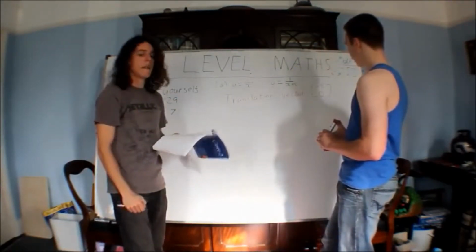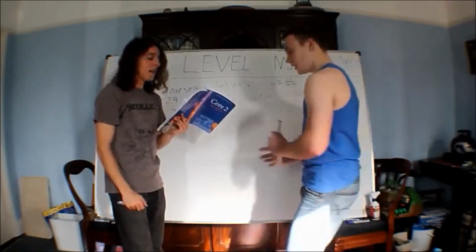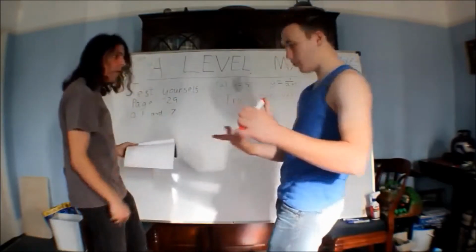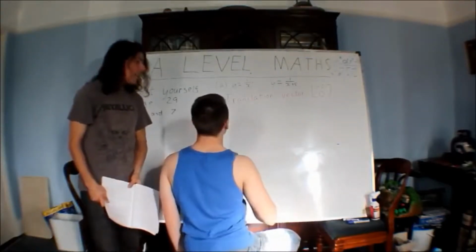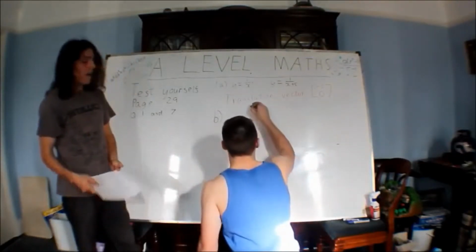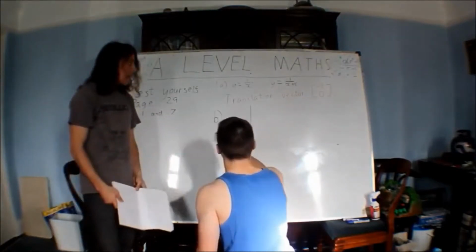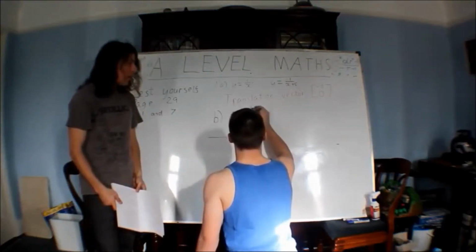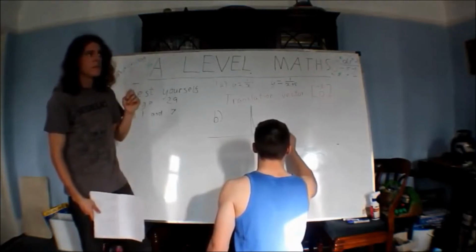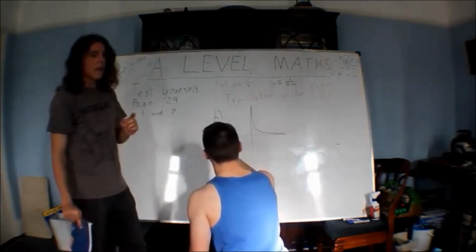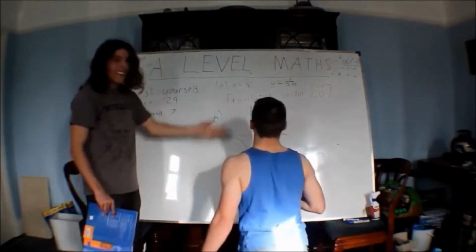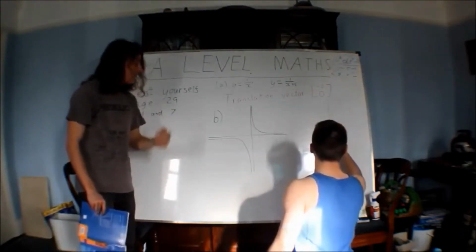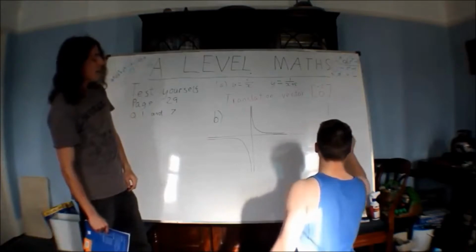Then part B, I need the black pen. Part B is sketch this graph. First I'm going to sketch the other one. So we're sketching the first one, 1 over x. This is one of the graphs that you need to know off the top of your head. There's a few graphs like this. We might go through it in the summary. And it looks like this. That's what it looks like.